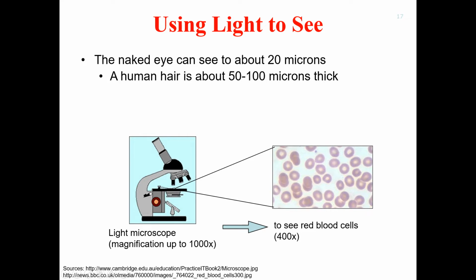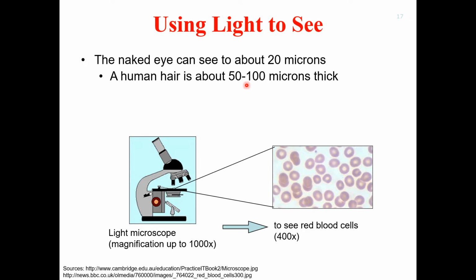And how small an object can we see? This is the smallest scale up to which we can see with the naked eye, that is, up to 20 micron. The example of that is a human hair. A human hair is about 50 to 100 micron thick. So that's why we can see a human hair with the help of the naked eye.